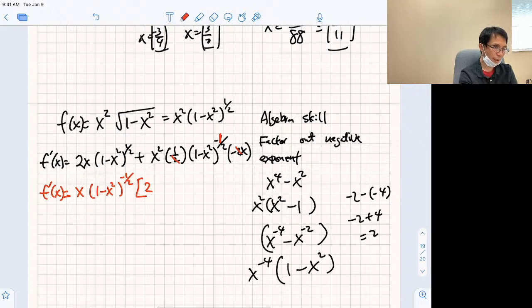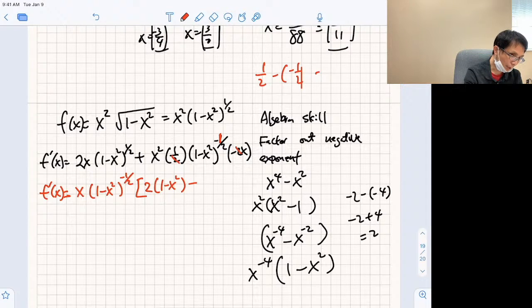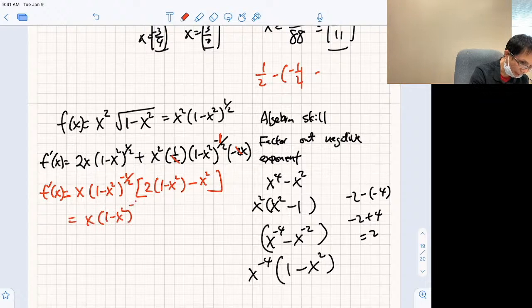They also have x. They also have (1 minus x squared) to the negative 1/2. But once you factor out, the first thing I have is a 2 left. And what happened to (1 minus x squared) to the 1/2? Negative 1/2. Remember, it's 1/2 subtract negative 1/2. So that's equal to what? It's going to be (1 minus x squared) to the 1 power. Because 1/2, you take out negative 1/2, so you subtract negative 1/2, it becomes 1/2. And then plus minus x squared, because you take out one of the x. So eventually it becomes x times (1 minus x squared) to the negative 1/2 times 2 minus 2x squared minus x squared.